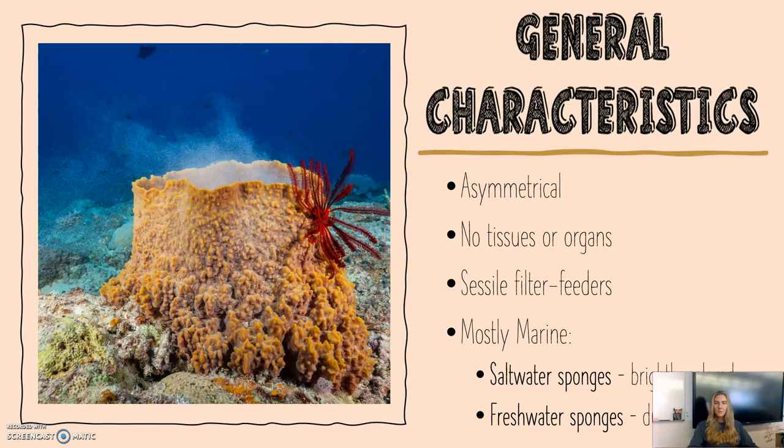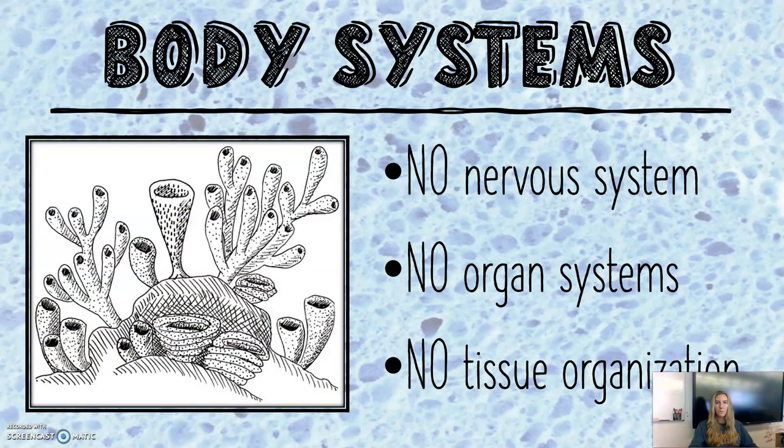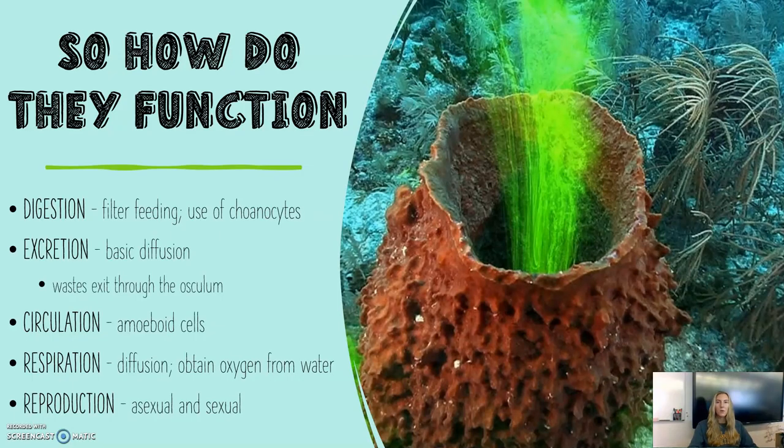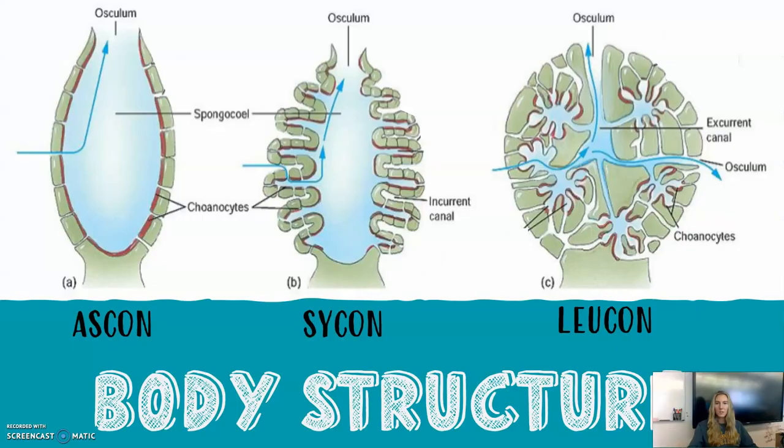If you're looking for sponges, they can be found in both freshwater and saltwater environments. The ones you probably know about are the super bright, pretty corals that you find in saltwater. It's less common to know about the freshwater sponges that are usually a dull greenish color. Sponges are the most simple of all animals. There's no nervous system, no organ system. They also don't have any tissue organization. We're going to talk through these notes about all of the different ways that sponges function.